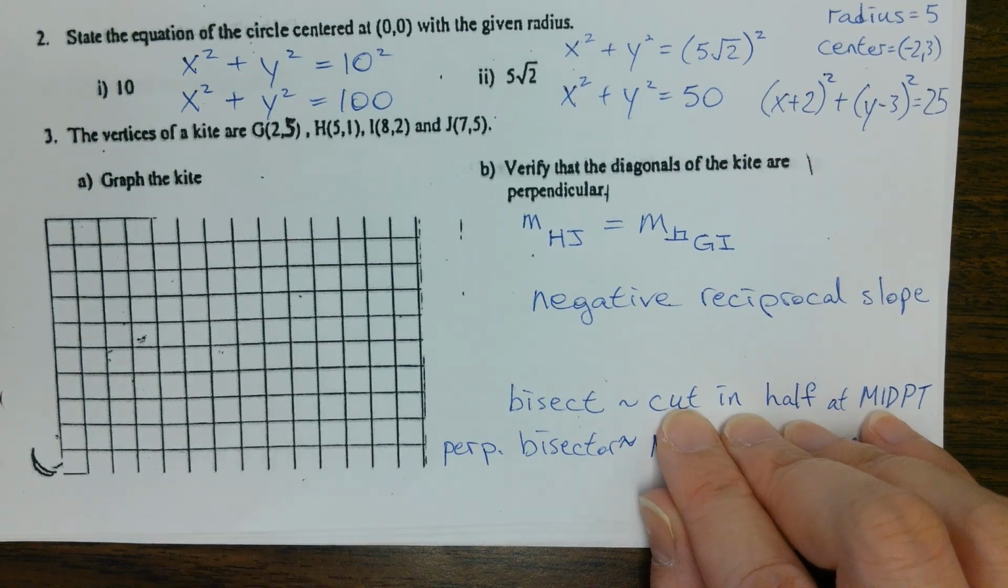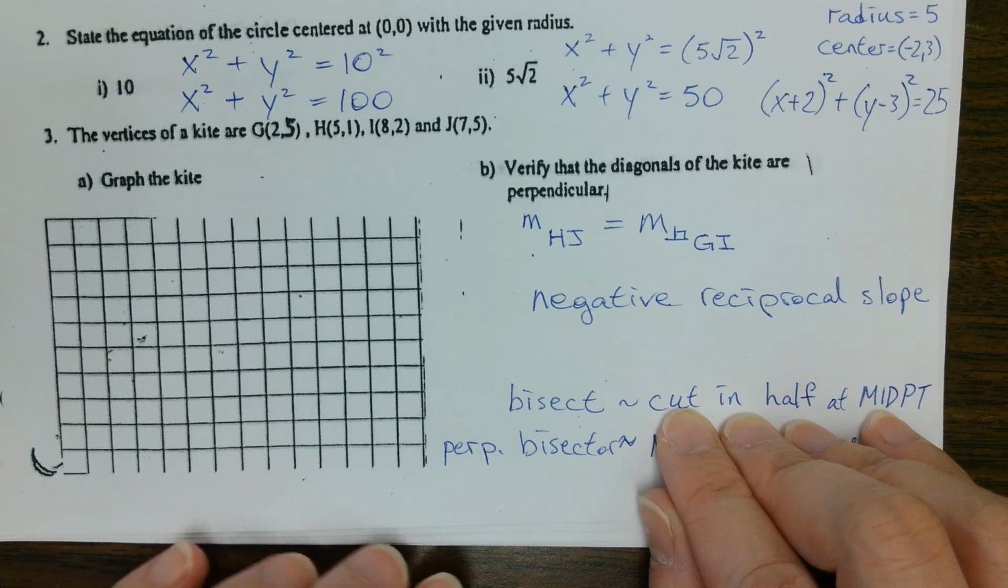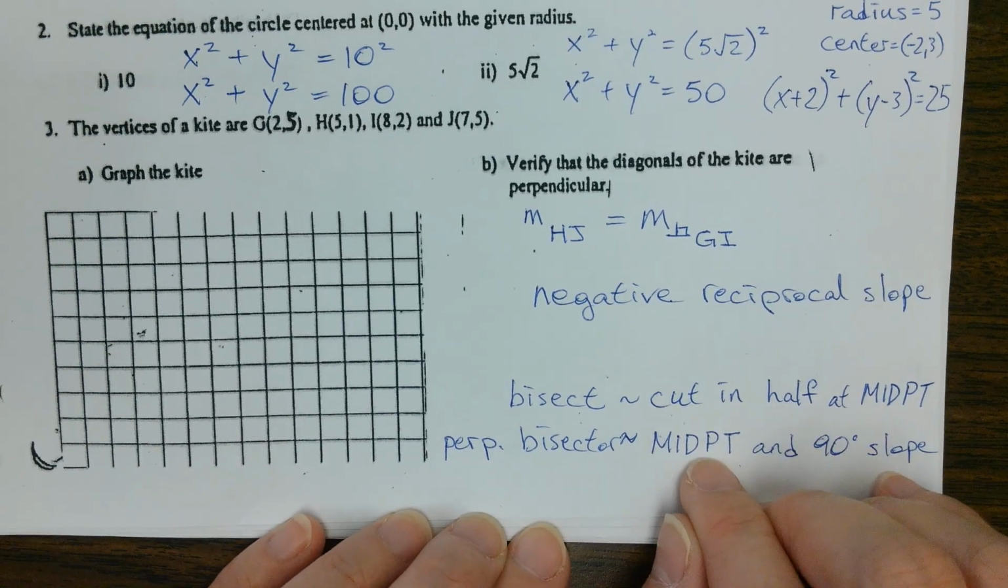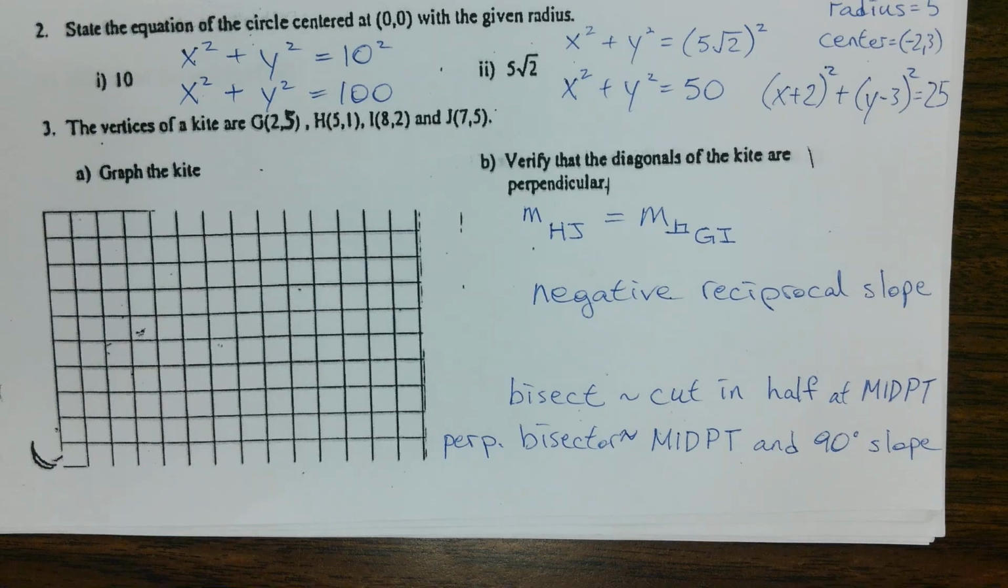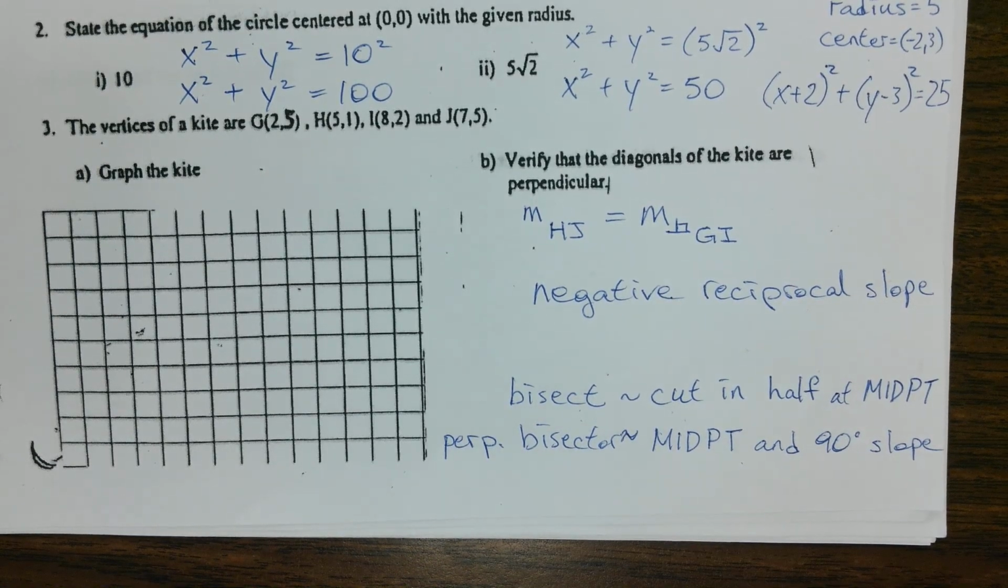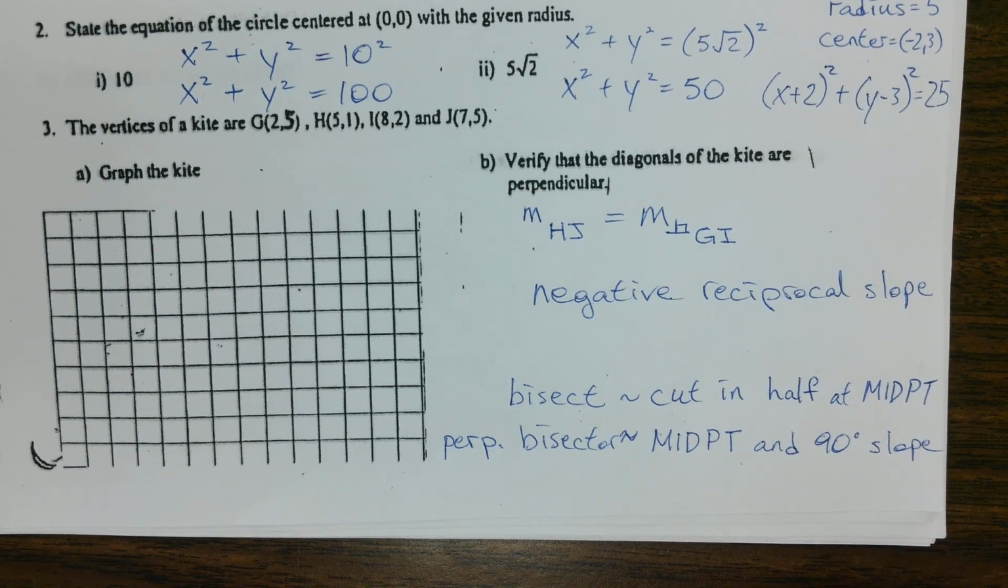In other words, for half would be midpoint, right? And in that case, what is a perpendicular bisector? Yep, coming through the midpoint at a 90 degree. Right, so midpoint and 90-degree slope. Okay.